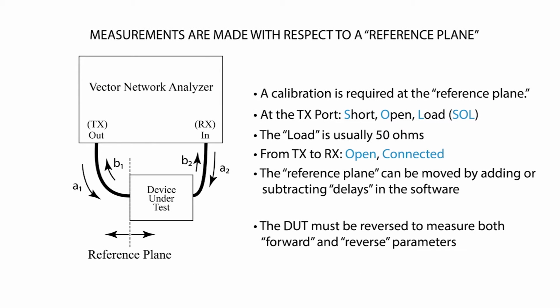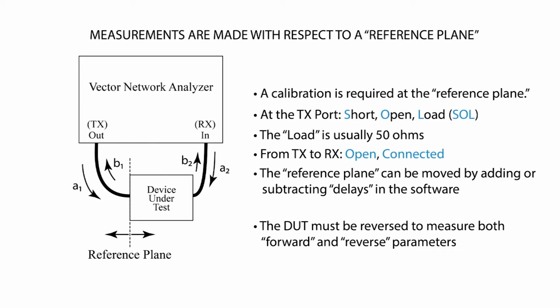In order to use a vector network analyzer, we need to do a calibration. In addition, this calibration is made with respect to a so-called reference plane, which is usually at the end of the coaxial cable that connects to the input port of the device under test. We'll show an actual calibration later in the video, but let's go over the steps now.